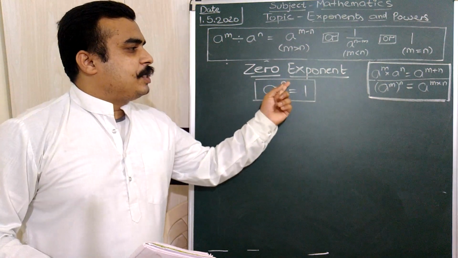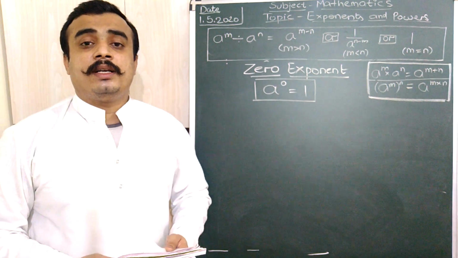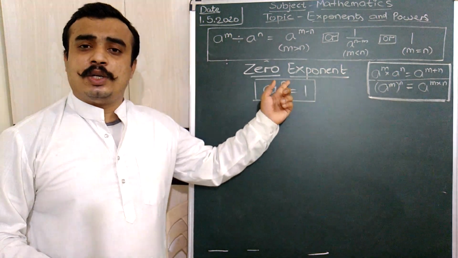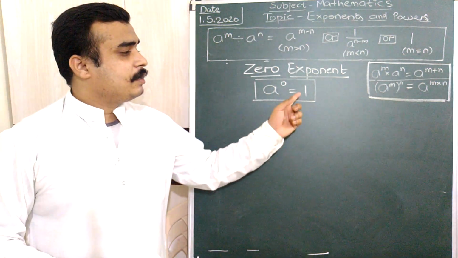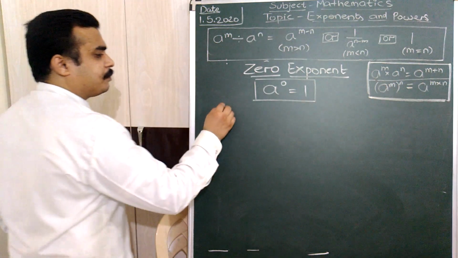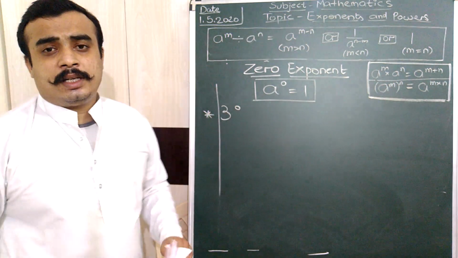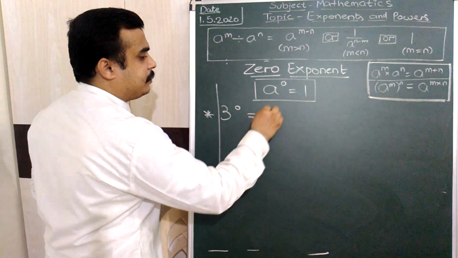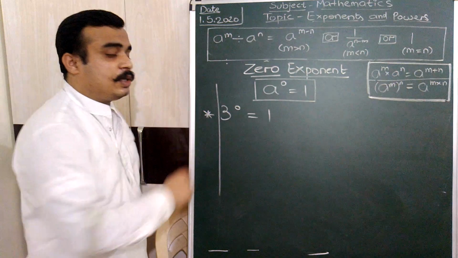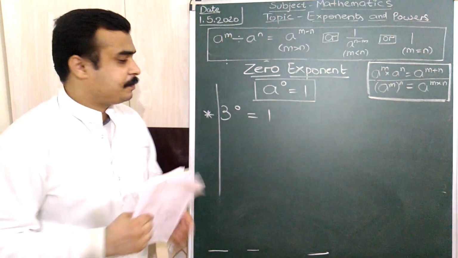A raised to the power 0 is equal to 1. That means anything raised to the power 0, you will have the answer 1. Let's see with the help of the following examples. Suppose we have 3 raised to the power 0, then the answer will be 1. Why? Because when the power is 0, the answer will become 1.